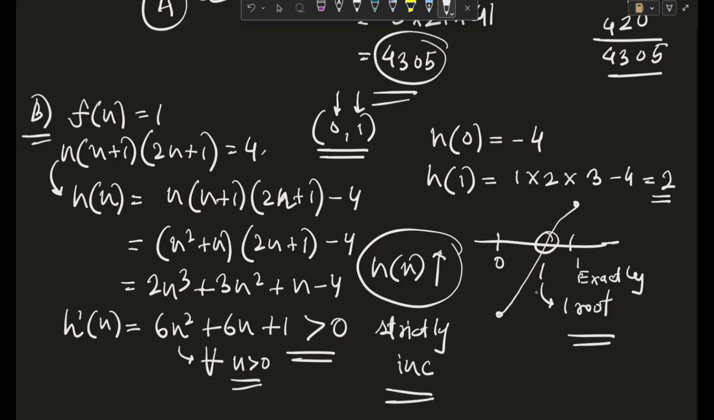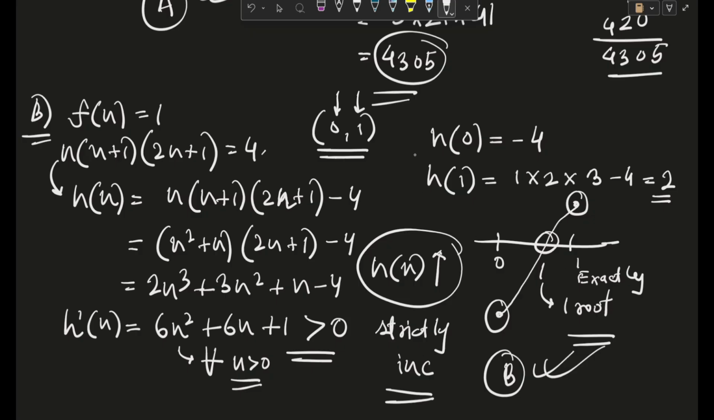It cannot go like a wave, once increasing then decreasing. Nothing like that can happen. It will only increase. So if h of 0 is negative and h of 1 is positive, it has to cross the x-axis, and it will cross the x-axis only once. So I guess our option B is also correct. So that's it for option B, guys.